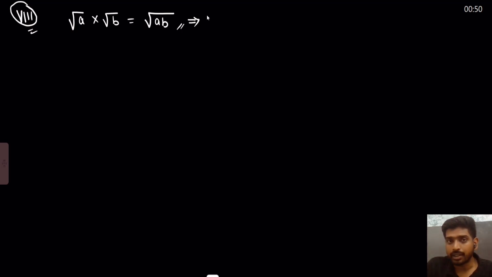Eighth point. Now, suppose I write under root of A multiplied by under root of B, this is under root of AB. Got it? Every one of us has studied this property in our lower classes. Got it? It's a very basic property. Got it? But there is one condition in this property.